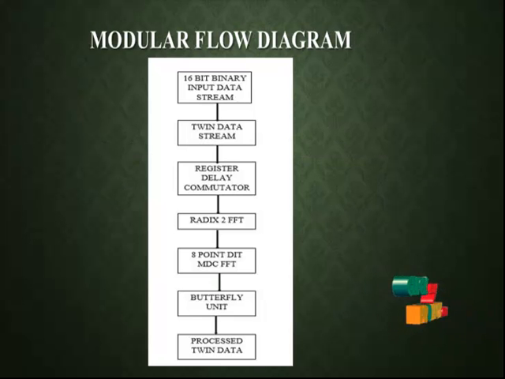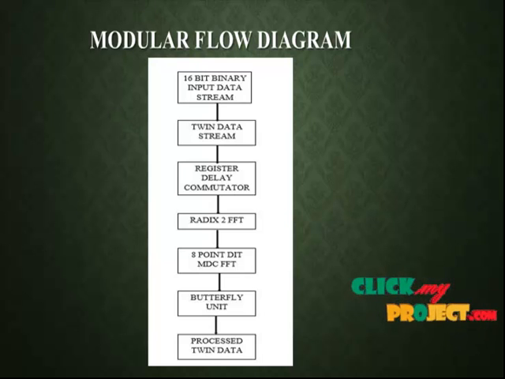The modular flow diagram. In our proposed architecture, we have used a single FFT processor that can handle multiple input data. Primarily, the input data streams are converted into twin data streams. The data from the twin data streams are then processed to the register delay commutator. In the register delay commutator, the binary bit values are stored in the registers, and then it is processed to the decimation in time multi-delay commutator FFT processor.